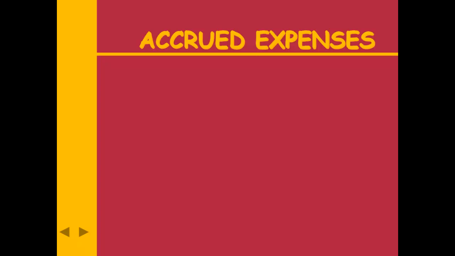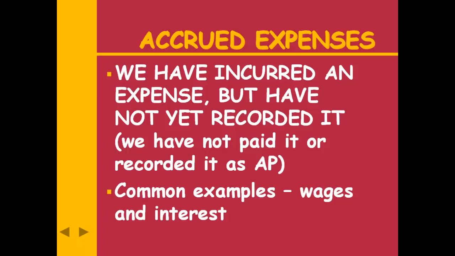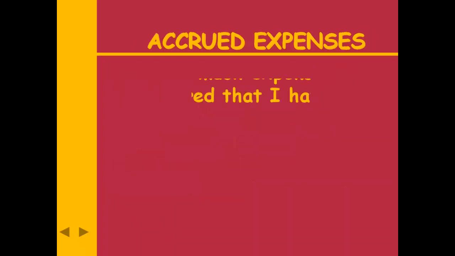With an accrual of expense, we have incurred an expense and we don't have it on our books anywhere. We've used up goods and services. We don't have them on our books anywhere. We haven't paid it. We don't have it recorded as a payable right now. Common examples include wages that we pay to our employees and also interest that we owe.